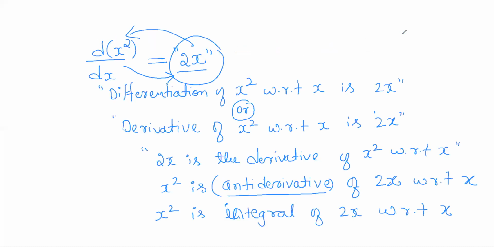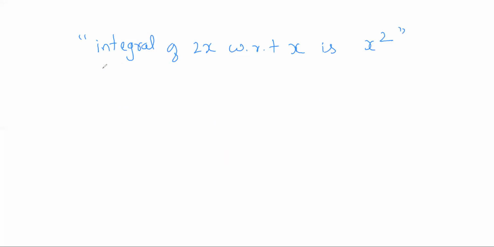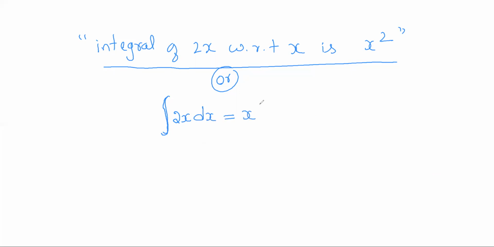If I consider the differentiation process, differentiation of x square with respect to x is 2x. So go in the reverse direction: the integral of 2x with respect to x is x square. This can be written in the notation with the integral symbol. Integral of 2x with respect to x is x square.